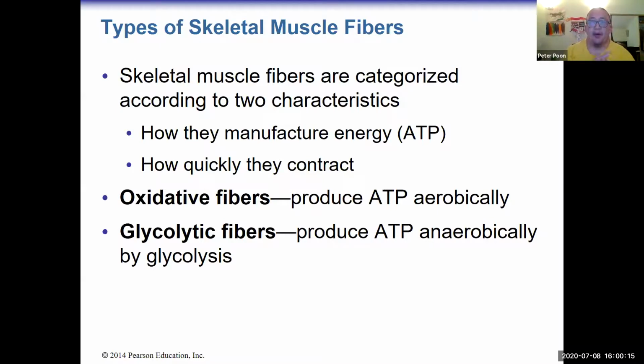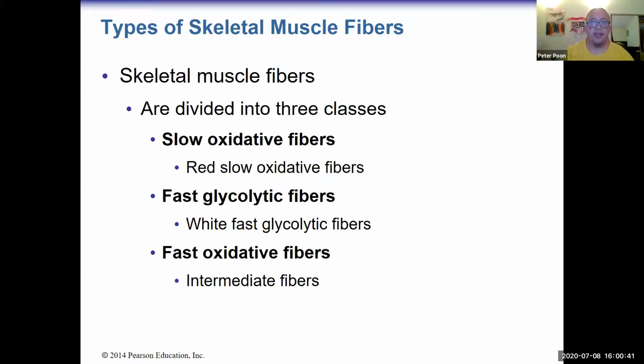The last concept I want to talk about, I think, is the oxidative fibers and glycolytic fibers. Oxidative fibers use oxygen. Glycolytic fibers use glycolysis, which does not require oxygen, so they don't use oxygen. So they produce ATP anaerobically. I want you to know the slow oxidative fibers and the fast glycolytic fibers. You don't have to know the intermediate fibers.